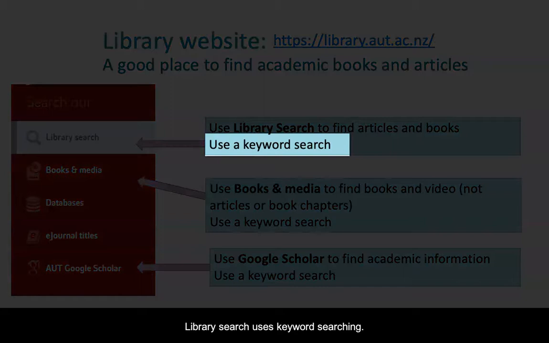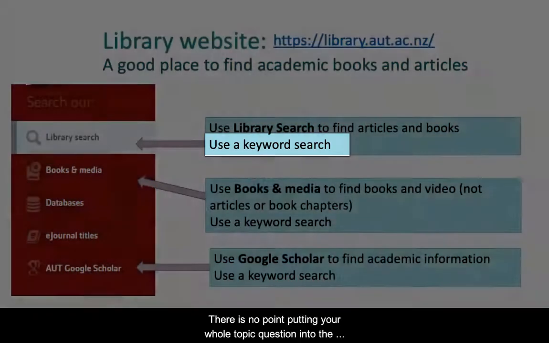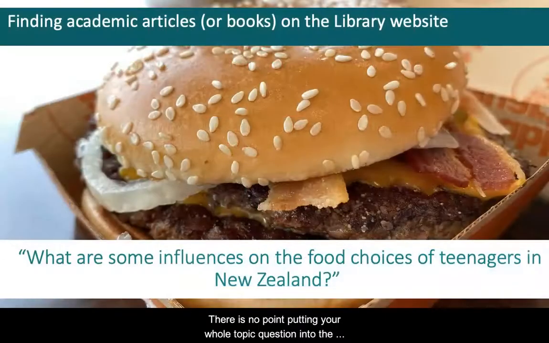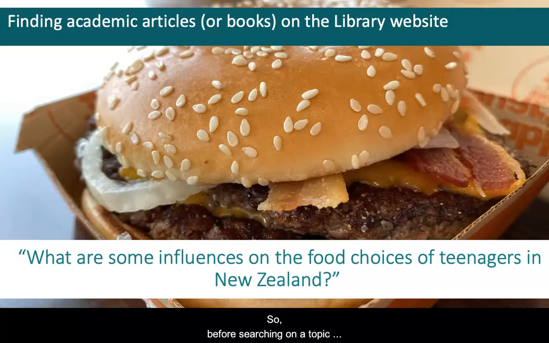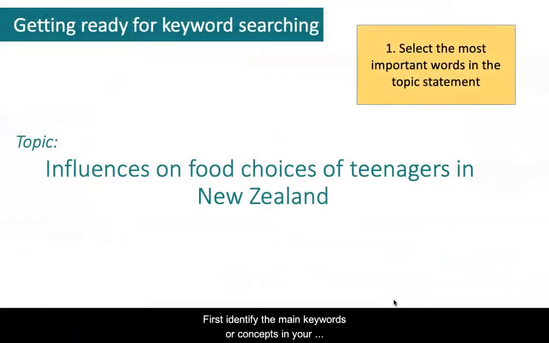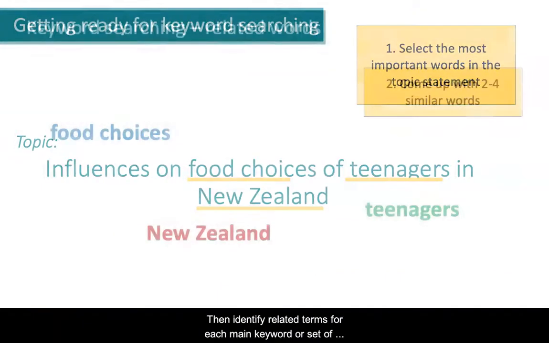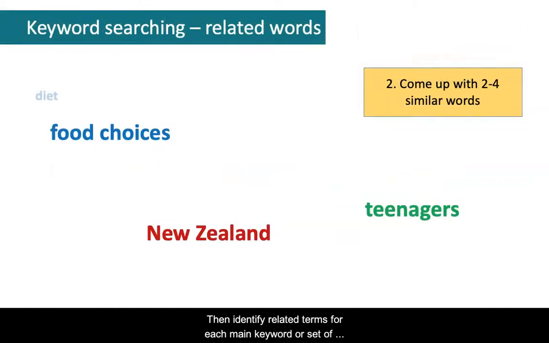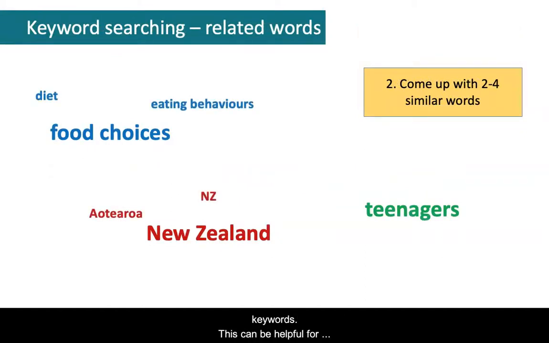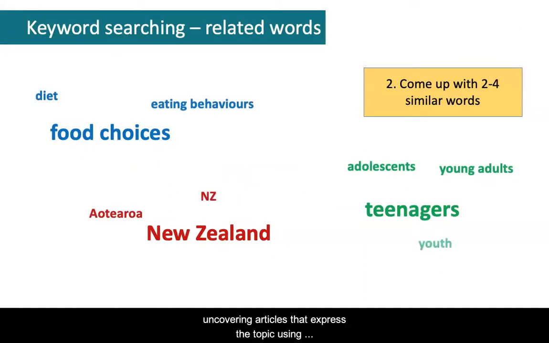Library search uses keyword searching. There is no point putting your whole topic question into the search box because you'll get too many irrelevant results. So before searching on a topic, it's necessary to plan. First, identify the main keywords or concepts in your topic statement. Then identify related terms for each main keyword or set of keywords. This can be helpful for uncovering articles that express the topic using different words.